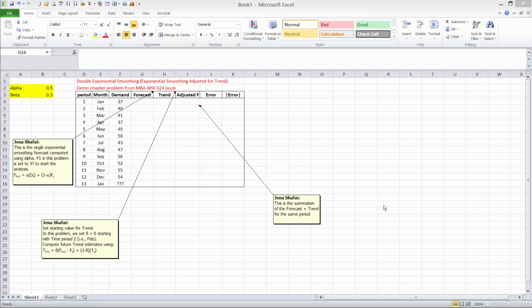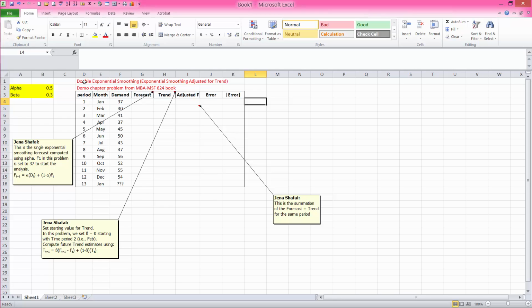In this video, I will demonstrate Excel and POM to solve double exponential smoothing problems. This is a video that I've created using the demo problem from the book for MBA MSF 624. If you are taking another class and watching this video, you can just follow it for process. The data is here, you can practice with it.